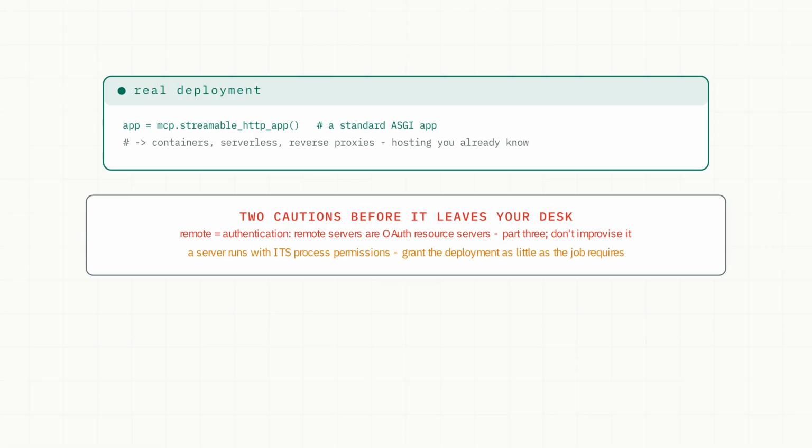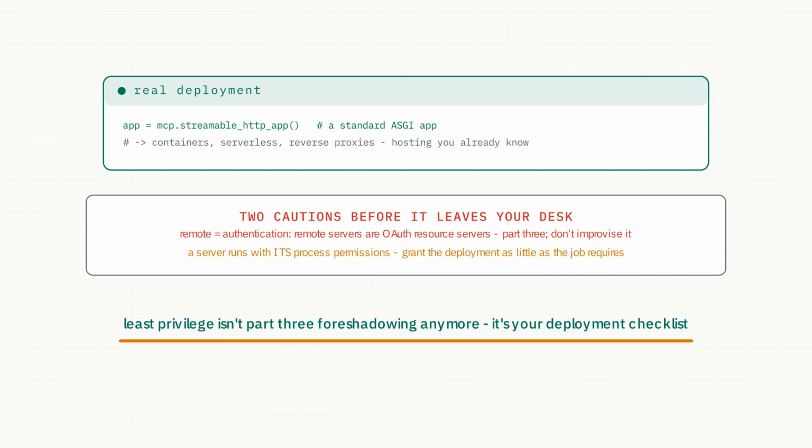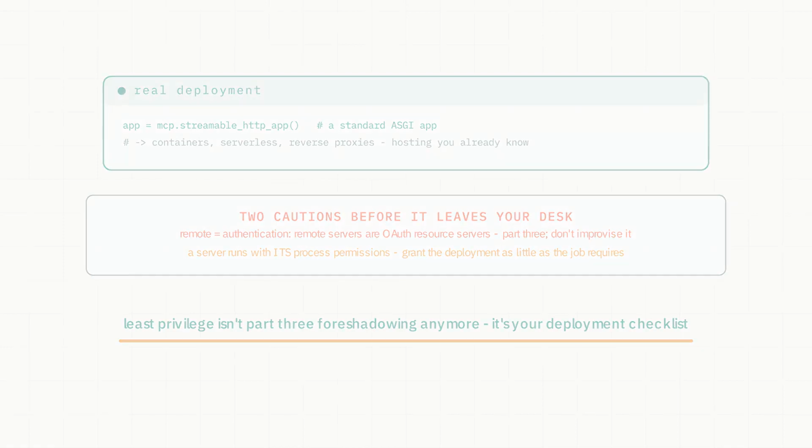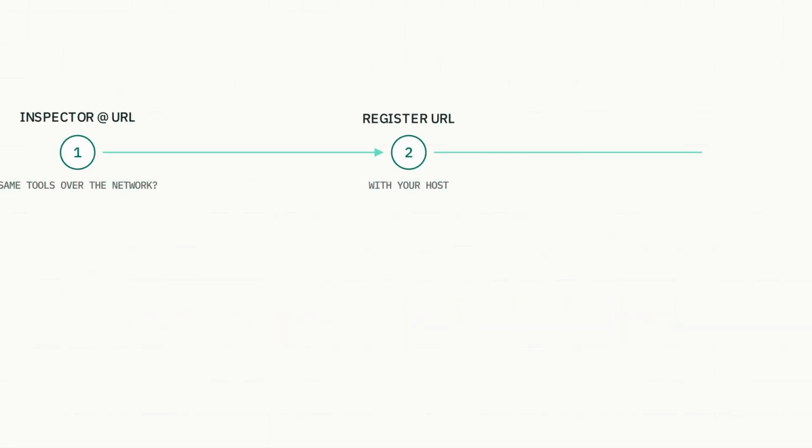A server runs with its process permissions. Locally, that meant your permissions. Remotely, it means whatever the deployment grants, which should be as little as the job requires. Least privilege isn't Part 3 foreshadowing anymore. It's your deployment checklist. Test the remote path the same disciplined way.